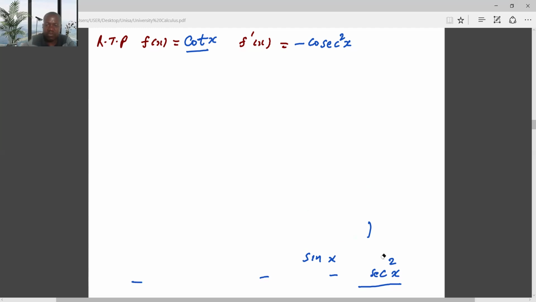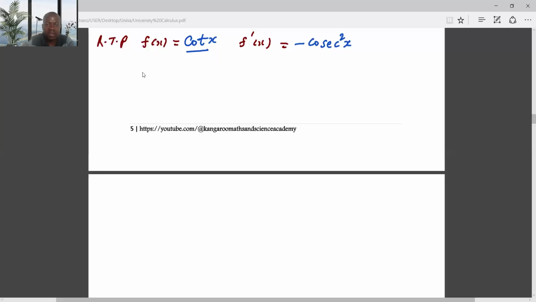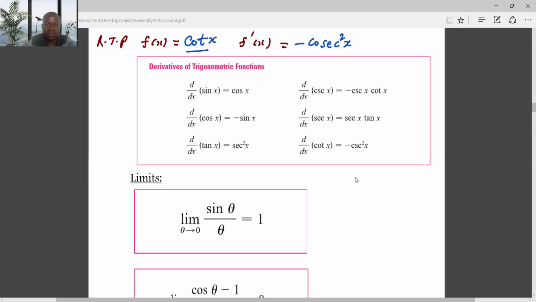So it's very important, ladies and gentlemen, to know the trig ratios and their reciprocals. There it is. We have proved it. It's just that they are writing it in short. Cosec x squared, this is cosec x, so it's cosec x squared. You can see it's cosec squared x. We have proved it.